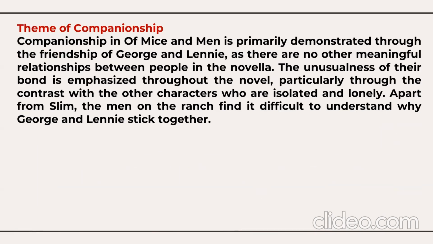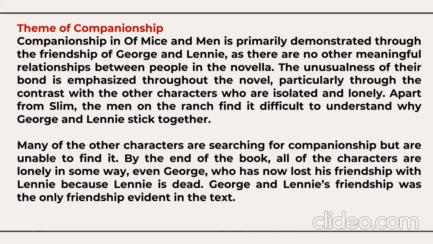Theme of companionship. Companionship in Of Mice and Men is primarily demonstrated through the friendship of George and Lenny, as there are no other meaningful relationships between the people in the novella. The unusualness of the bond is emphasized throughout the novel, particularly through the contrast with the other characters who are isolated and lonely. Apart from Slim, the men on the ranch find it difficult to understand why George and Lenny are friends and why they live together. So these are the three important themes.